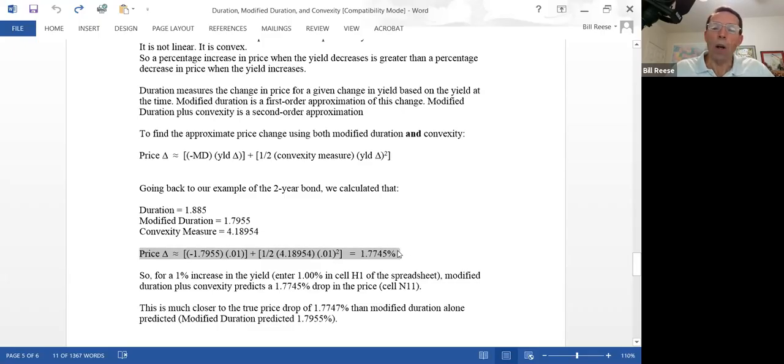And now our price change is estimated to be 1.7745%, compared to modified duration of 1.7955%. The convexity measure added into modified duration will give us a better approximation than modified duration did by itself. To see that, let's go back to the spreadsheet.